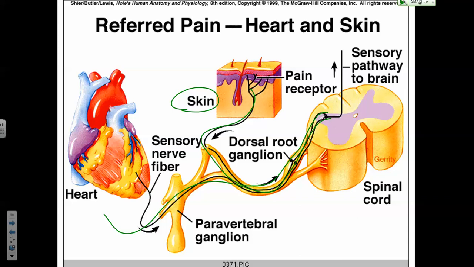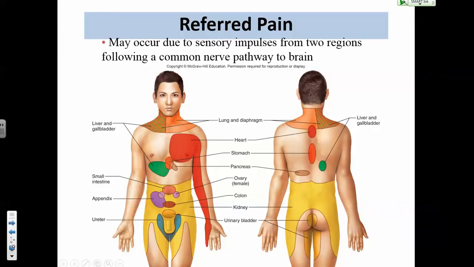And so in the medical community, they learn to recognize these areas of referred pain. You can see this here. You don't have to know these areas for the test, but you might be familiar with some of this. Sometimes when people have a gallbladder attack, it hurts in their back, like under a shoulder blade sometimes. But anyway, those are areas of referred pain.